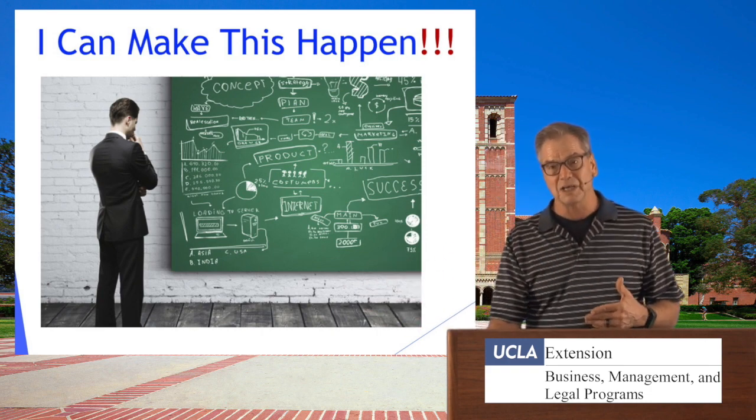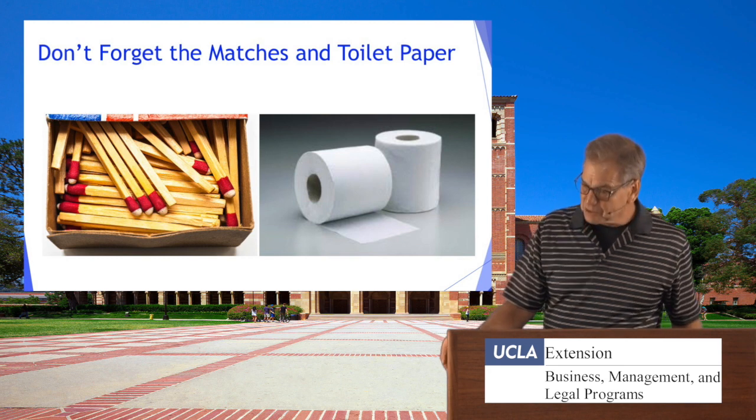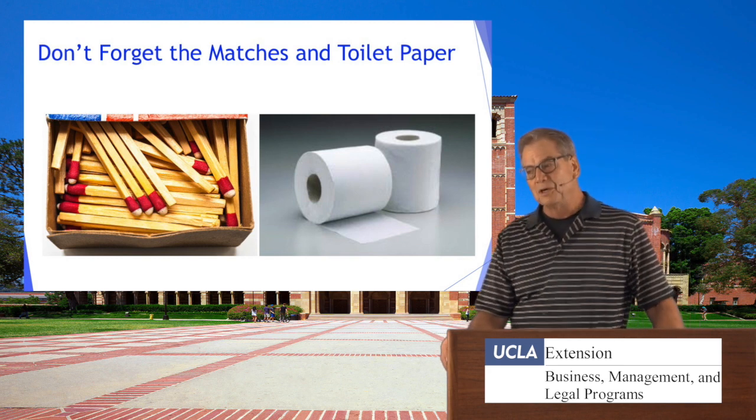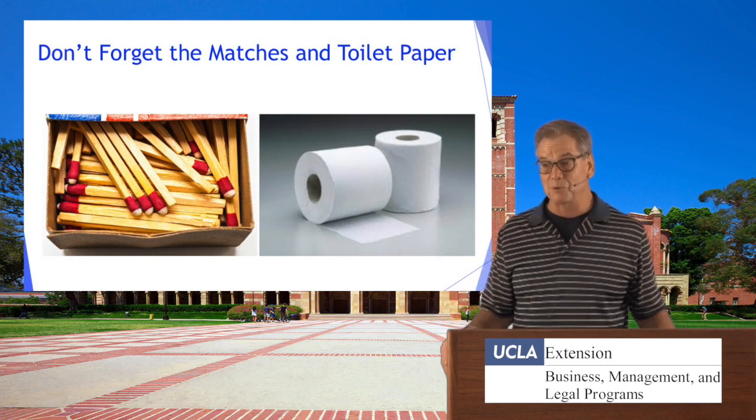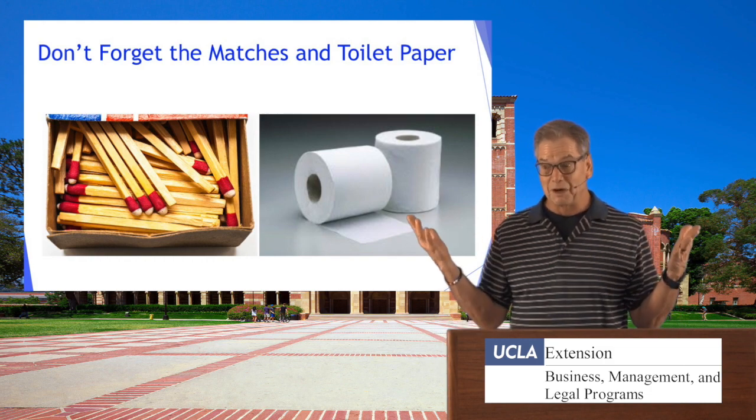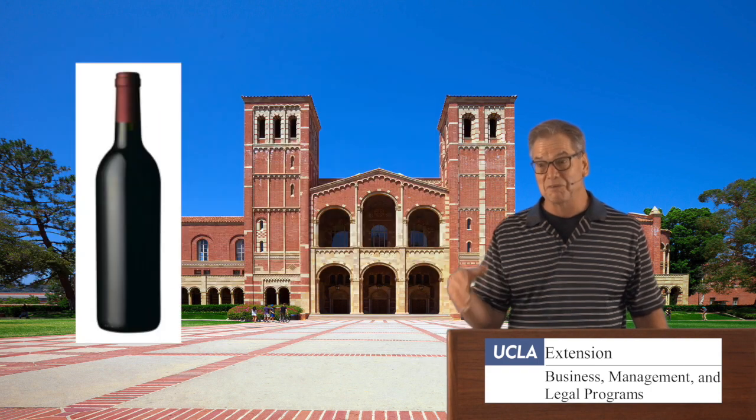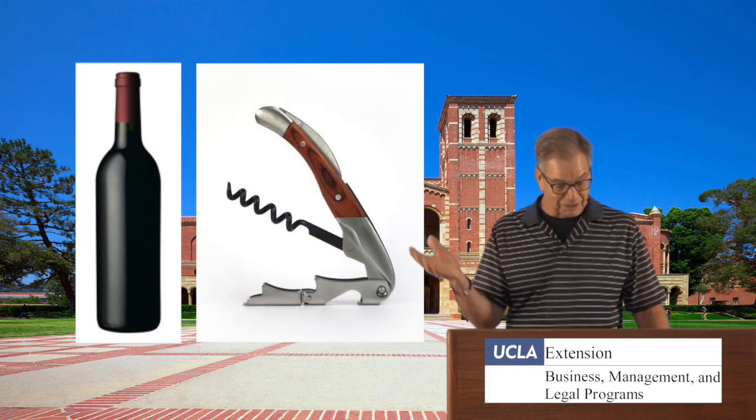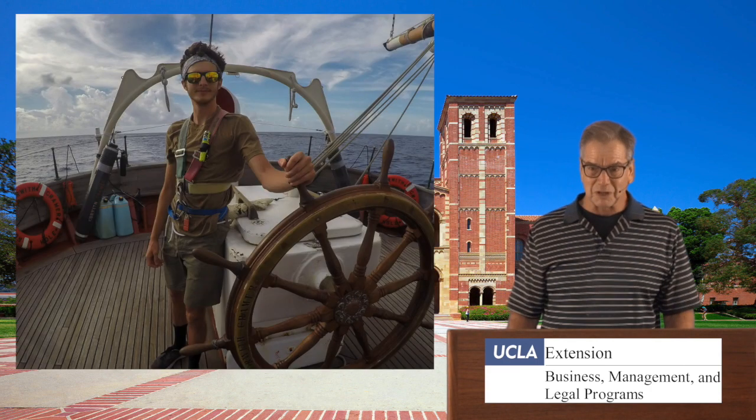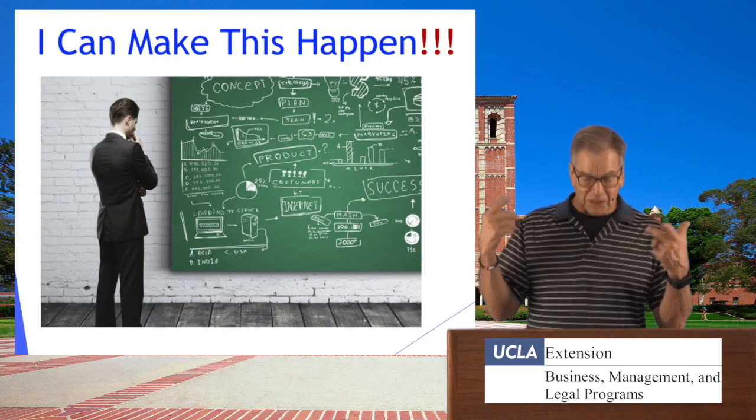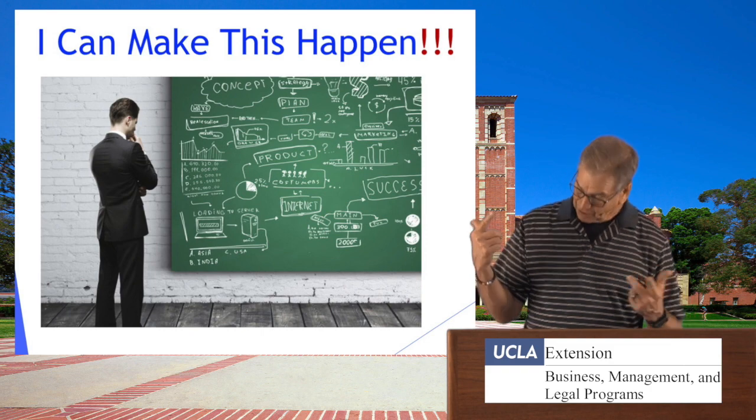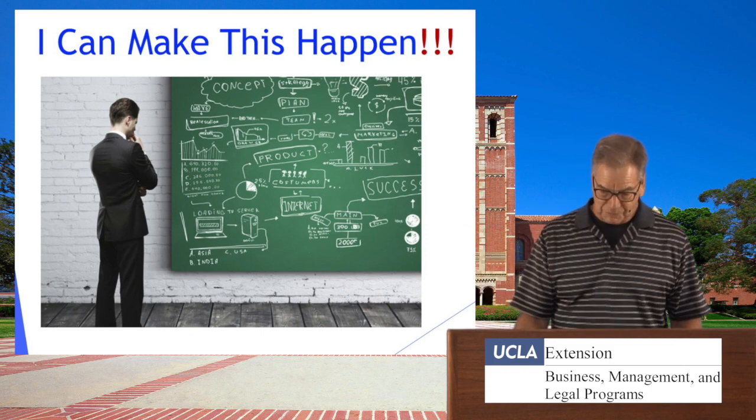Such as if you're going to go camping, it only makes sense that you remember the matches and toilet paper, because you don't want to get out there and have to go to the bathroom and not have any toilet paper, or start a campfire without any matches, or worse yet, have a bottle of wine and forget the corkscrew. So we want to really think, if I've got this, then what else am I going to need? And the more we do it, the more we realize, I can make this happen.